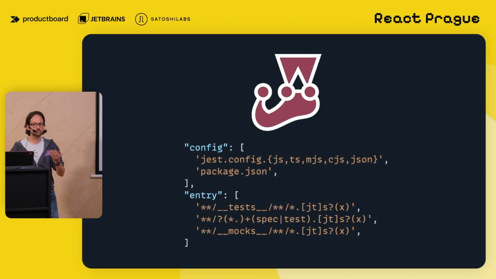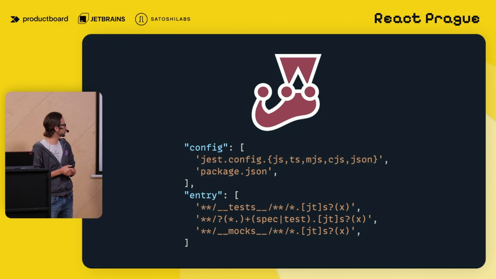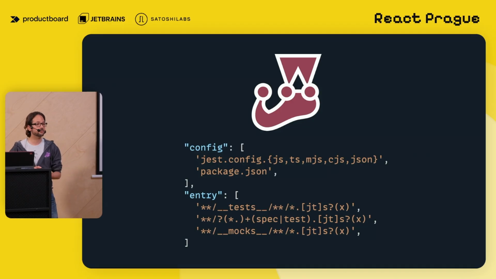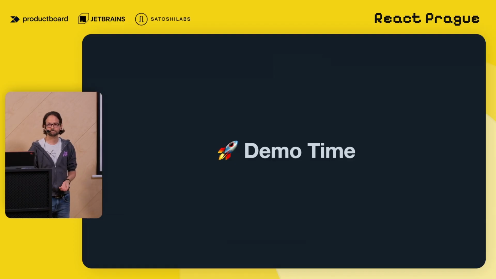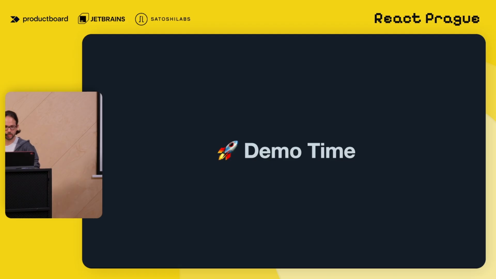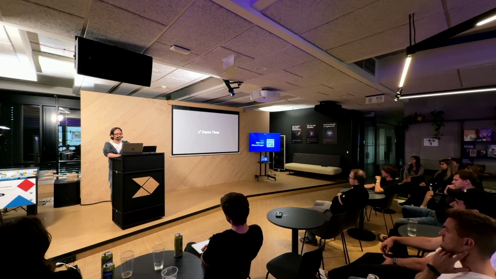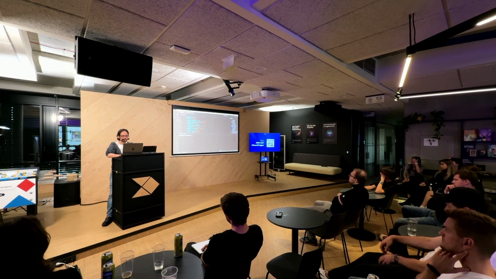So for example, if you are using Jest, this is the config you'll get by default, where it knows which test files are the entry, because that's how Jest works by default. But if it finds a Jest config file, it will also parse that and then infer the rest of the information from that. All right, enough about the theoretical part. I do have a short demo prepared, how this works in practice.